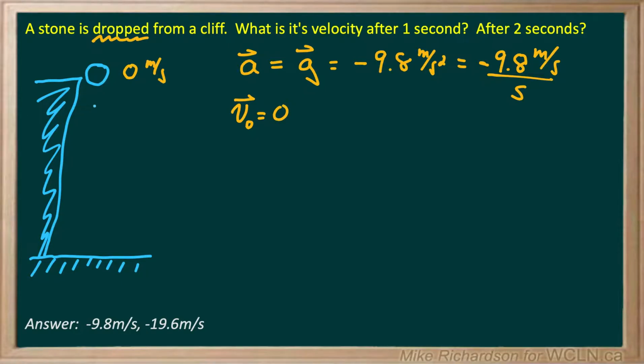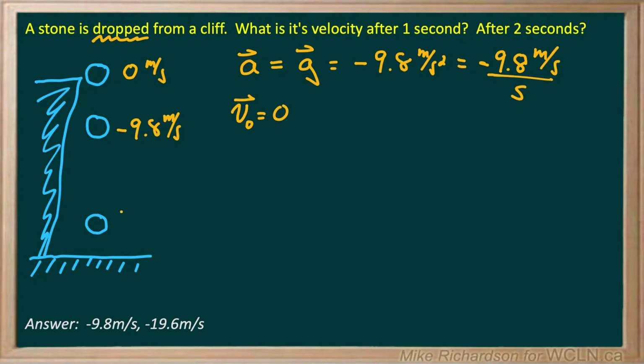Now, 1 second later, it might be somewhere down here. It's picking up speed. Well, if its acceleration is negative 9.8 meters per second each second, we know that your velocity 1 second later will be negative 9.8 meters per second. That's the definition of acceleration. Each second, your velocity is changing by negative 9.8 meters per second. So if we add another second, it'll pick up another negative 9.8 meters per second.